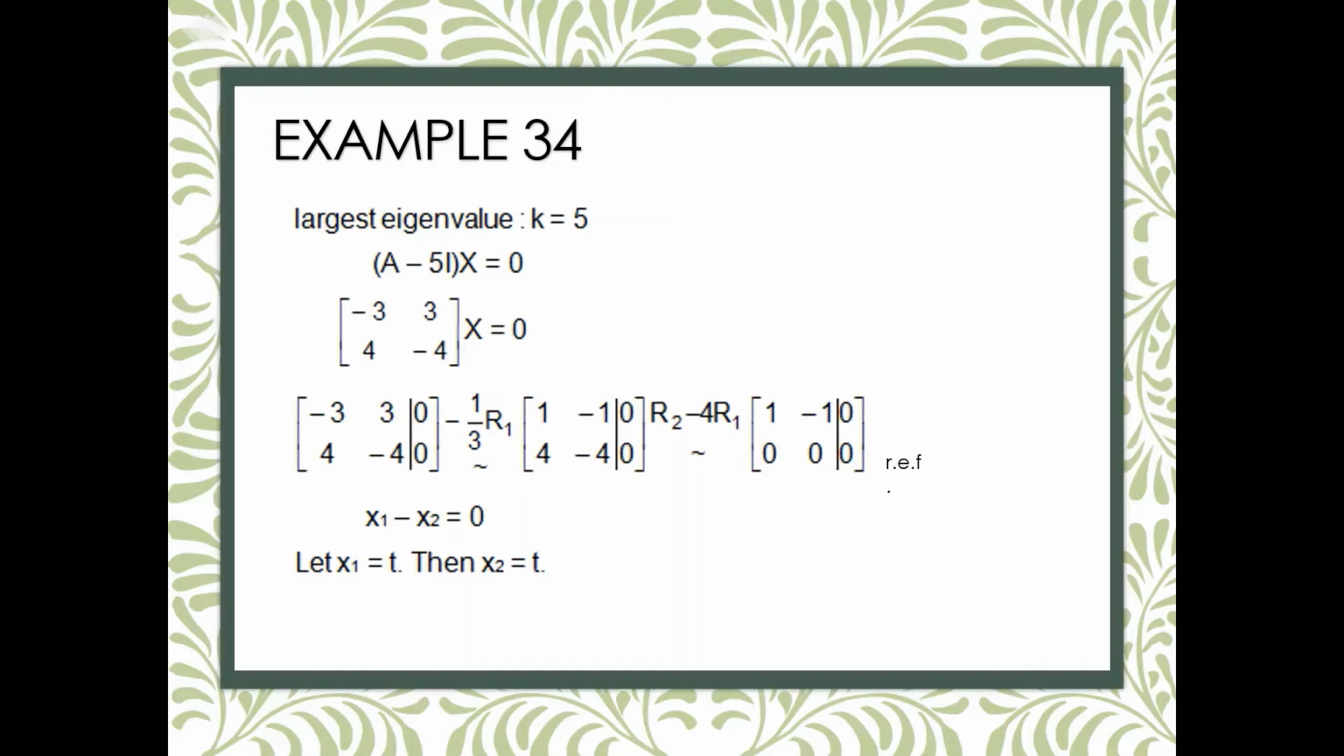Next, to find the corresponding eigenvector, substitute k = 5 into the equation (A - kI)x = 0. Then, solve the equation using the Gauss elimination method. To do this, write the augmented matrix by combining matrix A and matrix B. Then, reduce this matrix to row echelon form.